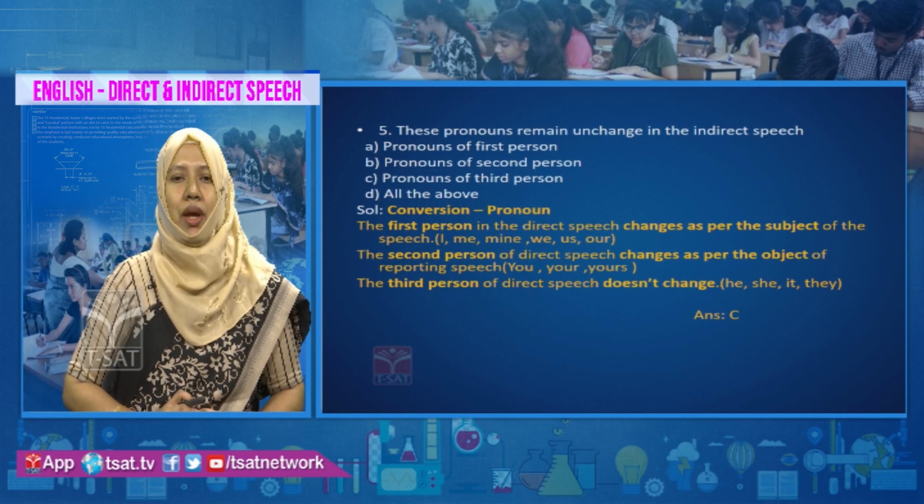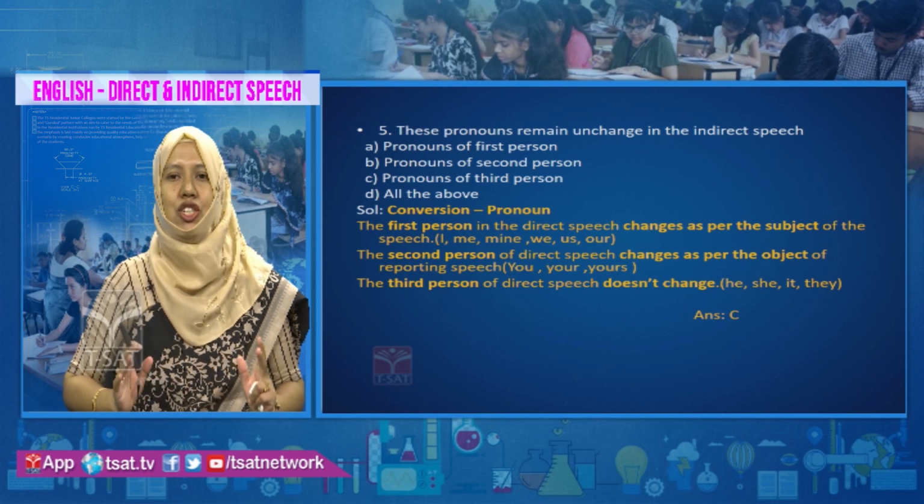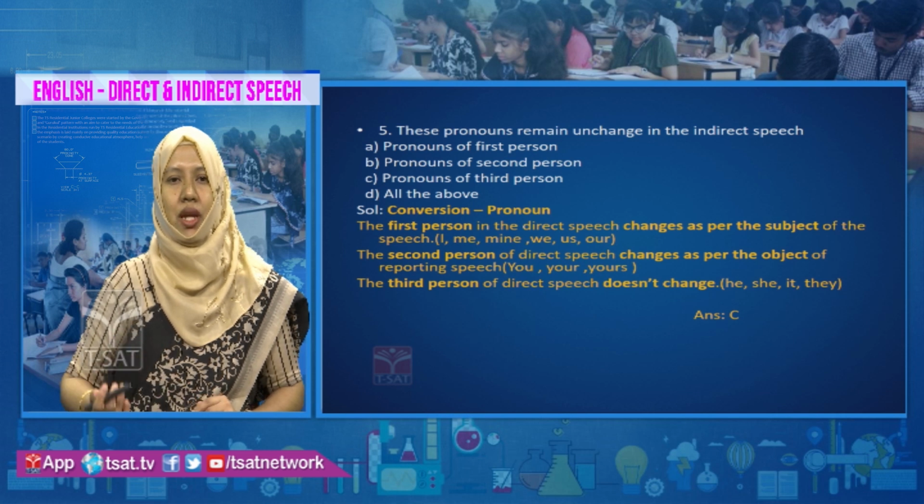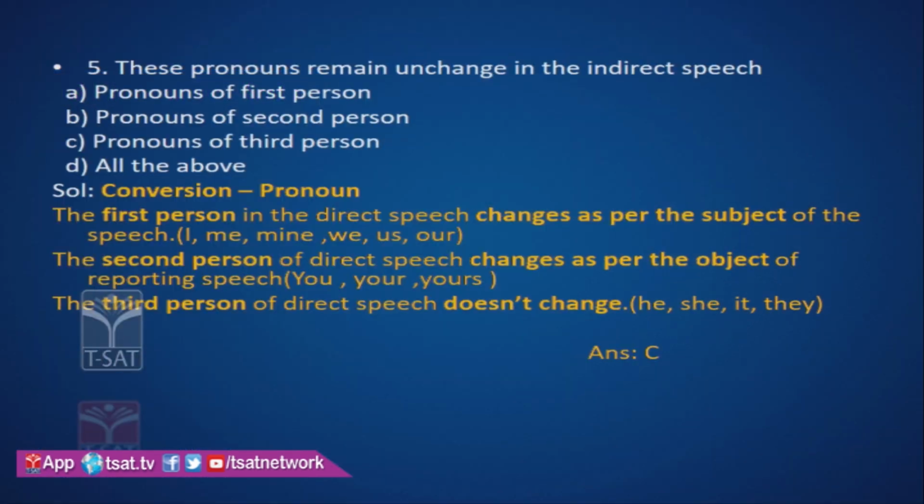These pronouns remain unchanged in indirect speech. Which pronouns remain unchanged in indirect speech? Option A, pronouns of first person. Option B, pronouns of second person. Option C, pronouns of third person. Option D, all the above.